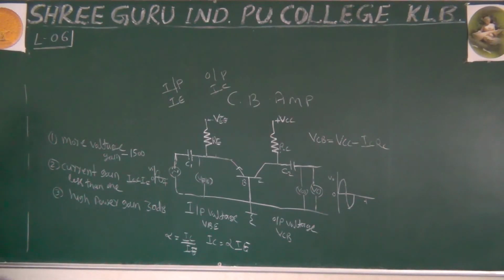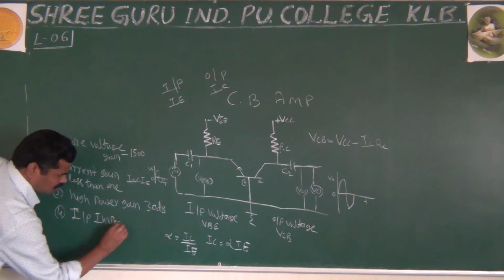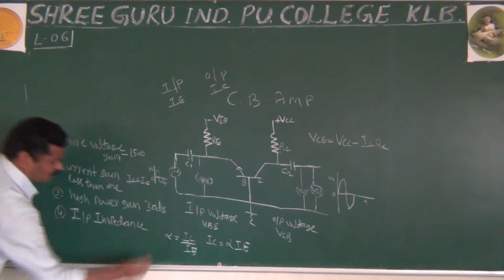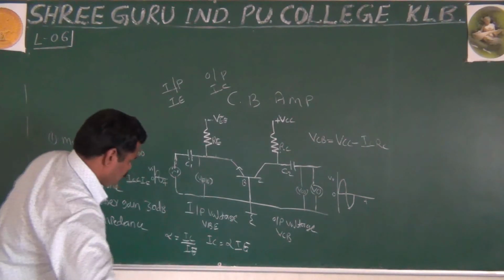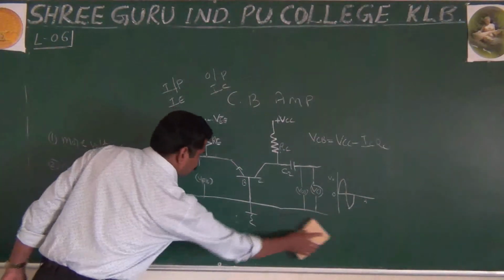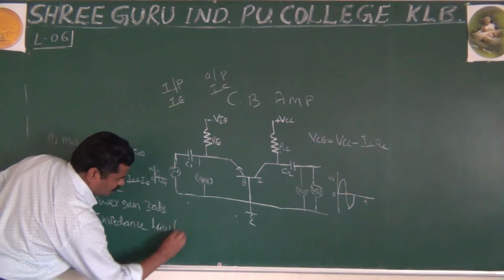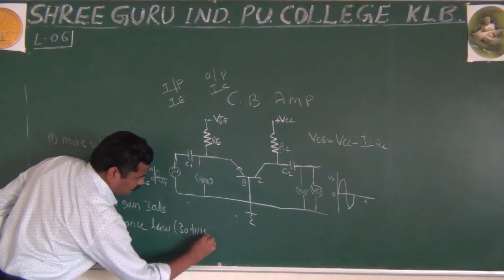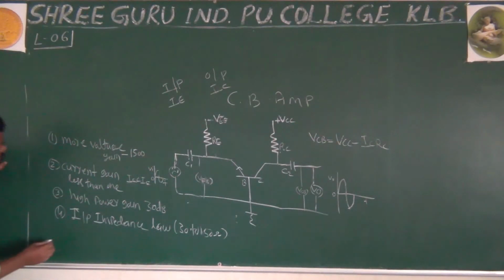And the fourth point is about input impedance. That is very low input impedance. Input impedance is very low, that is 30 to 150 ohms. They have given it here. And about output impedance, you can write here.